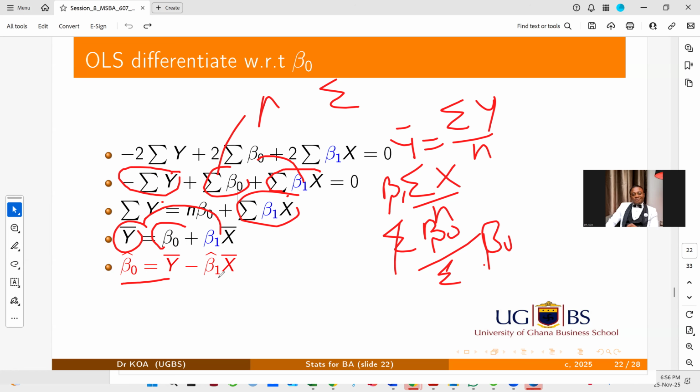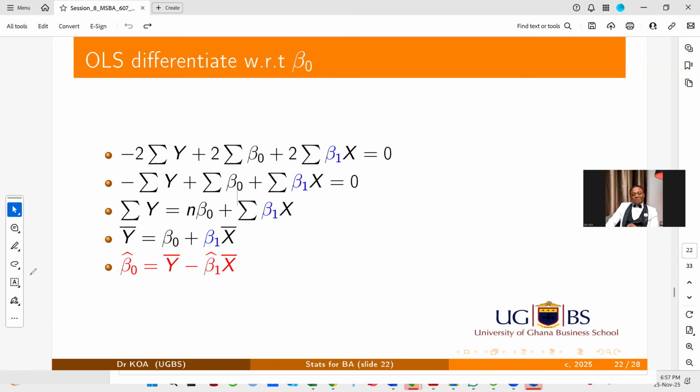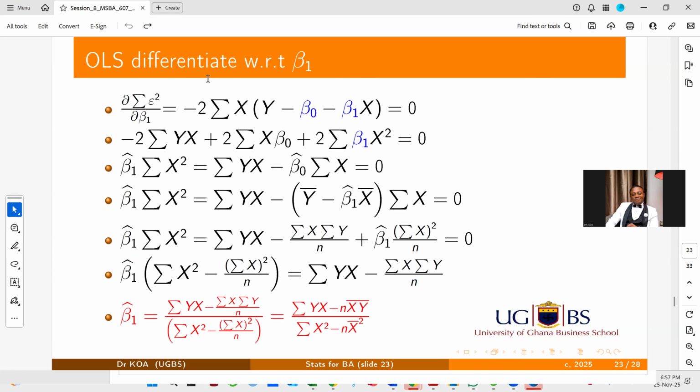What is this? This is going to give you the value. If I know the values of x and I substitute, I can get the value of beta naught. But unfortunately, beta naught has also got beta 1 there. So it means I need to find beta 1 before I actually get my beta naught. How do you find your beta 1? Well, let's go and check. It's just a matter of differentiating the whole thing with respect to beta 1, just as we did for the beta naught.